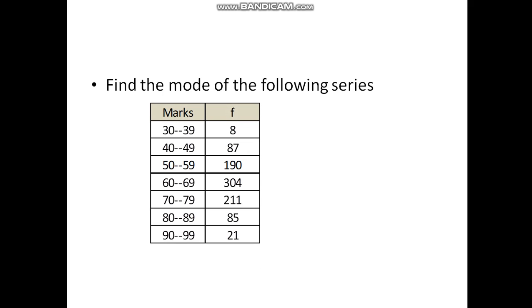So we will find the mode of this following series which is continuous. First we will convert it from inclusive to exclusive by constructing the class boundaries of this series. First it is 30 to 39. We will make it 39.5, and the next class will start from 39.5. So it is 30 to 39, 39.5, 40.5, 39.5.